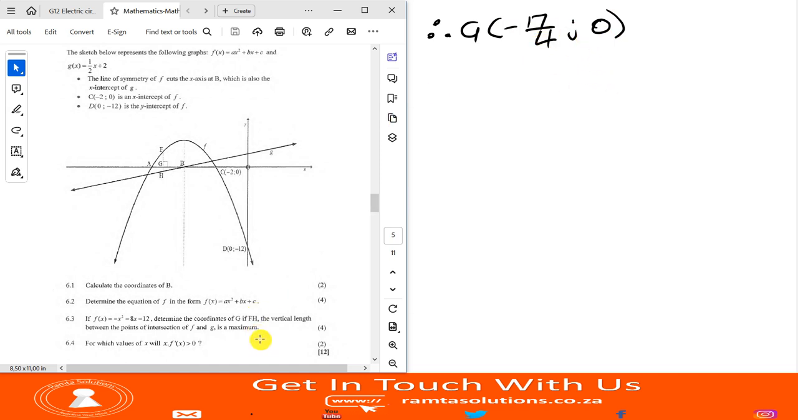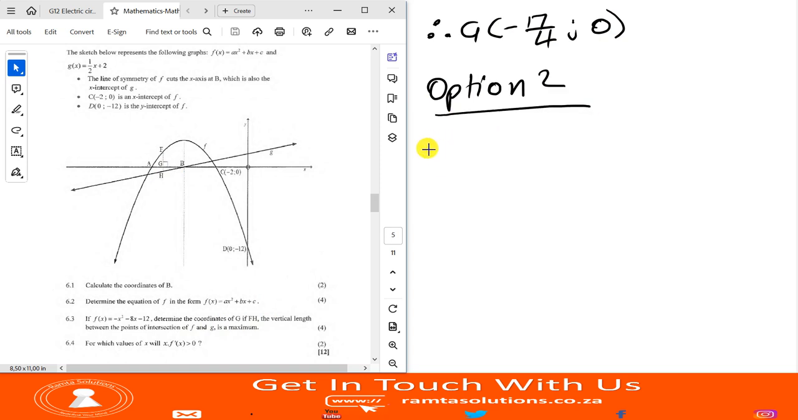Remember, we are not necessarily looking for the maximum value. We are looking for the coordinates of G that will make this a maximum. Okay? So this is basically the axis of symmetry. So let's see option 2. Let's explore this avenue.